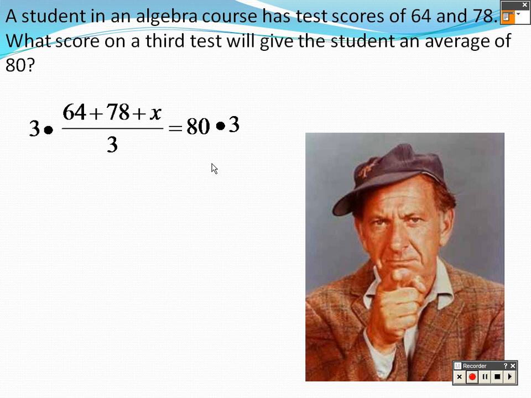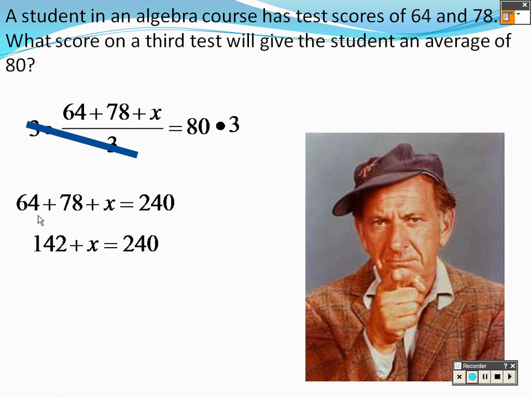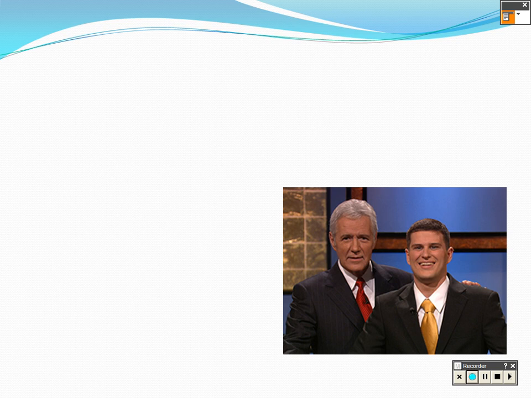So multiply both sides by 3. And when I do that, I get 64 plus 78 plus x equals 240. Combine those two together and get 142 plus x equals 240. Minus 142 on both sides, and I end up getting x equals 98. So that student would need almost 100% in order to be able to get an 80% in the course.